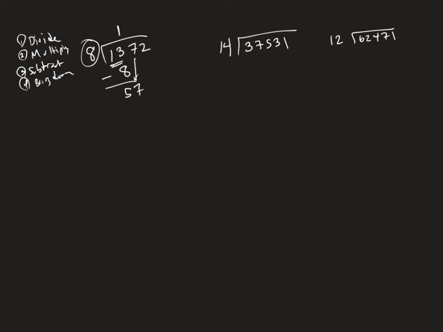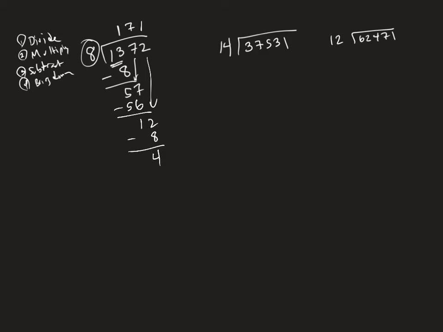8 goes into 57, and that goes in there 7 times. Multiply 7 times 8, that's 56. Subtract 56 from 57, that gives you 1. And then bring down your 2. Repeat again. 8 goes into 12, 1 time. Multiply 1 times 8, put it underneath. Subtract 12 minus 8, and we get a 4.